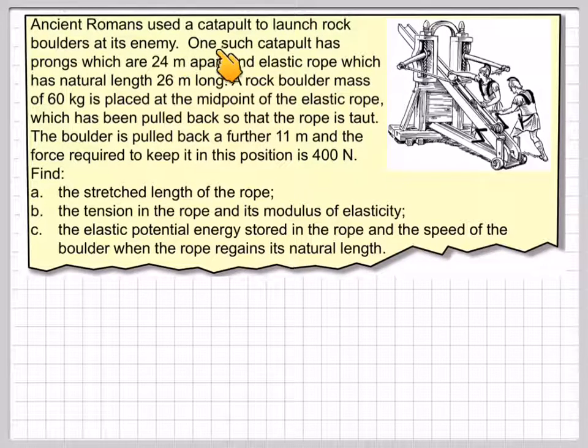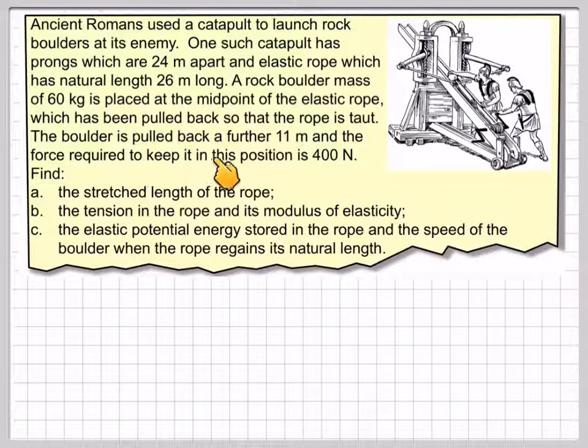Ancient Romans used a catapult to launch rock boulders at its enemy. One such catapult has prongs which are 24 meters apart. An elastic rope which has a natural length of 26 meters. A rock boulder of mass 60 kilograms is placed at the midpoint of the elastic rope, which is being pulled back so that the rope is taut.